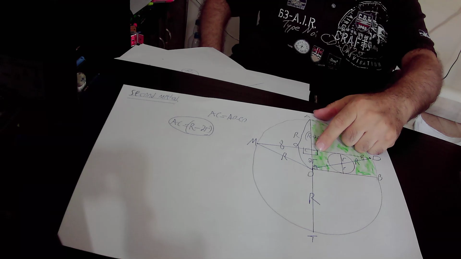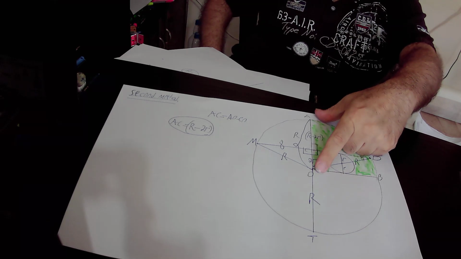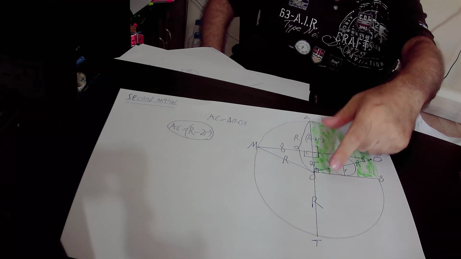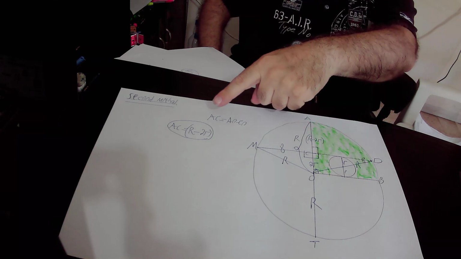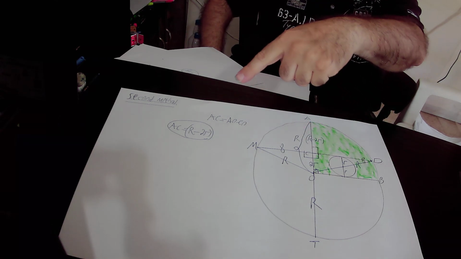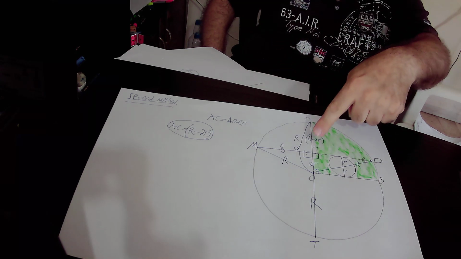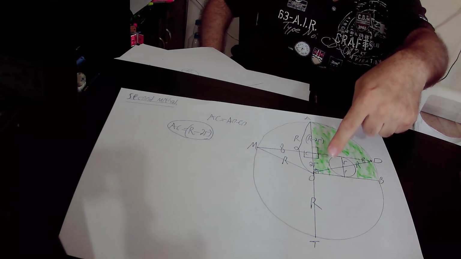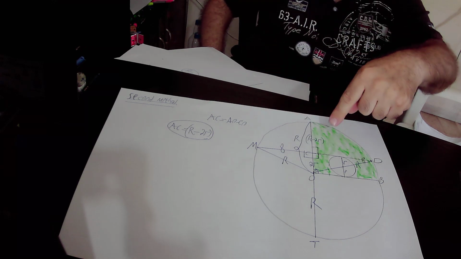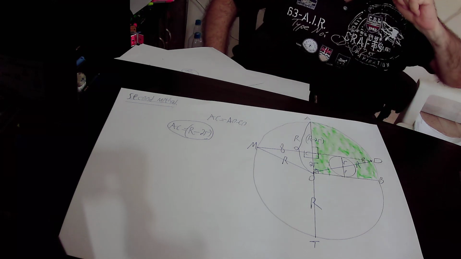The value of AC is AO minus CO. So AC equals AO minus CO. That is to say, AC equals AO, that is capital R, minus CO, that is 2R. So in conclusion, we found out that AC equals capital R minus 2R.